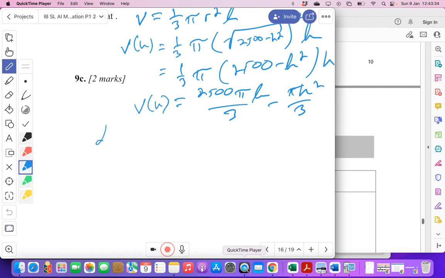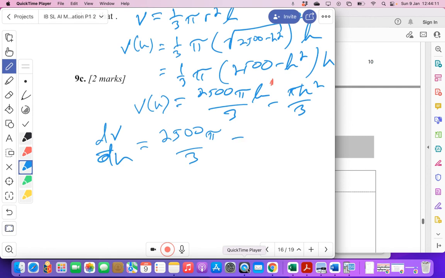And then dV/dh. We're going to take the power down front. So I see that this has a power of 1, actually. So I take that down front, and then I get h to the 0, and I get just the coefficient out front, which is equal to 2500π divided by 3. Okay, so that's the derivative of the first term.